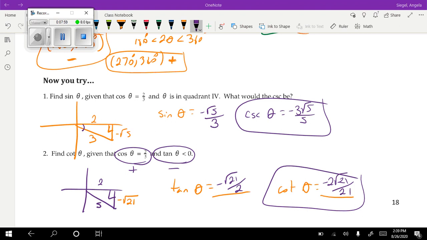Okay, so these are my answers. I tried to show my work on 1 and 2.